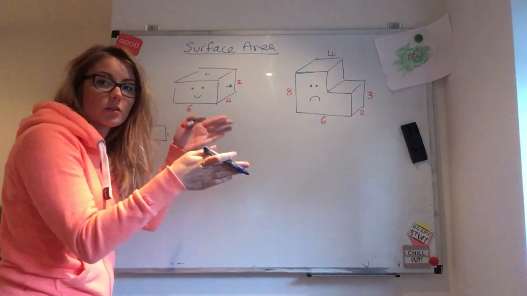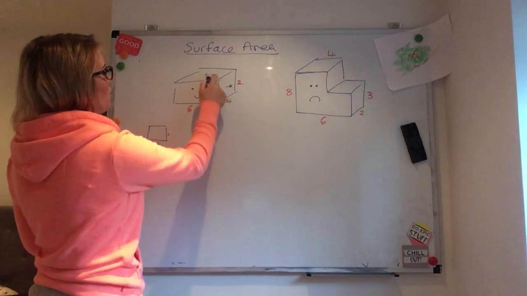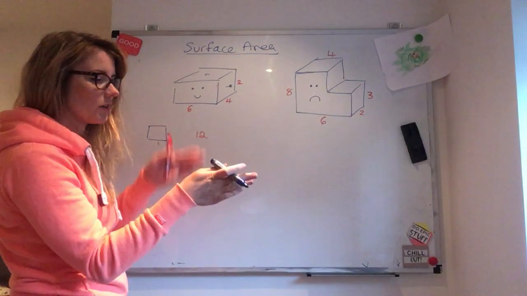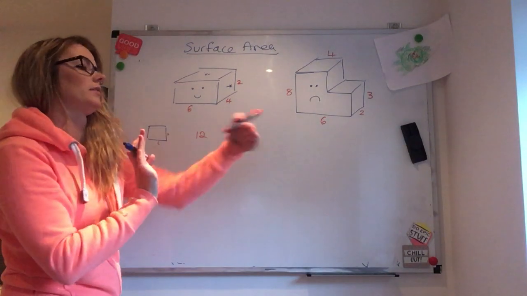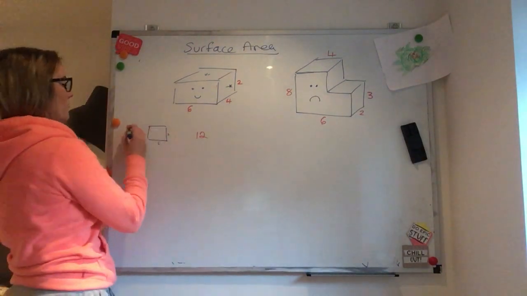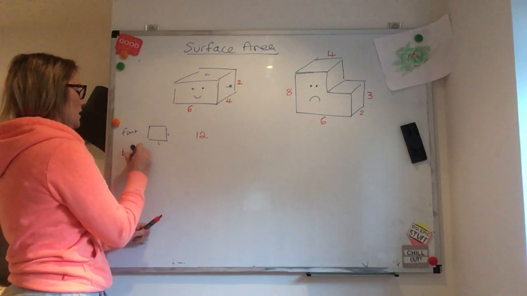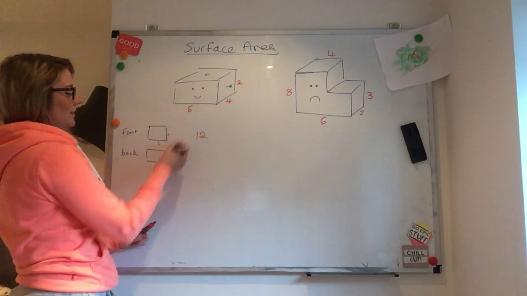I've got a front, I've also got a back. So remember, there's not just 3 faces, which would be a common mistake. There's 6 faces. 1, 2, 3, 4, 5, 6. So instead of drawing the front, you might want to write front. Then I'm going to look at the back. The back's the same as the front.